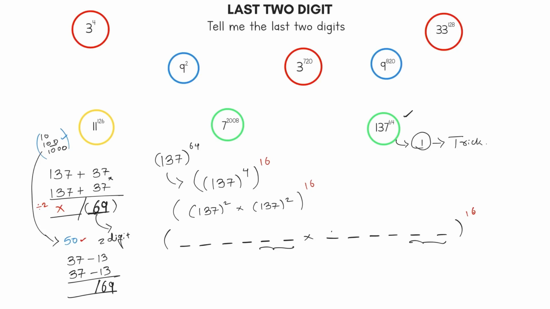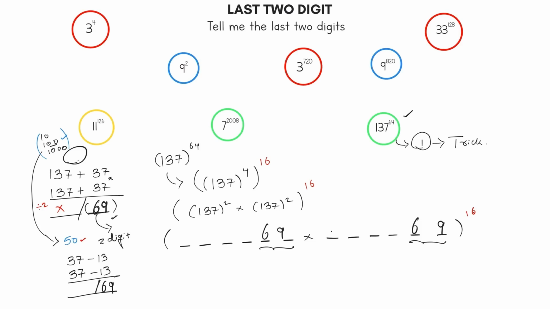The first digit will go as a carry, right? Because only a 2-digit number remains here. But the last 2 will be 69, which means 137 square will have last 2 digits which are 69. So this will be 69 and this will be 69. So the problem is now reduced to 69 into 69.